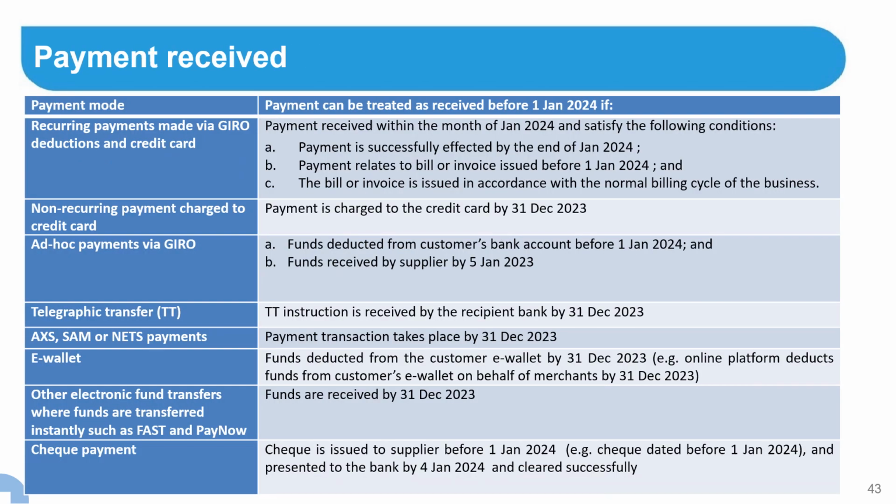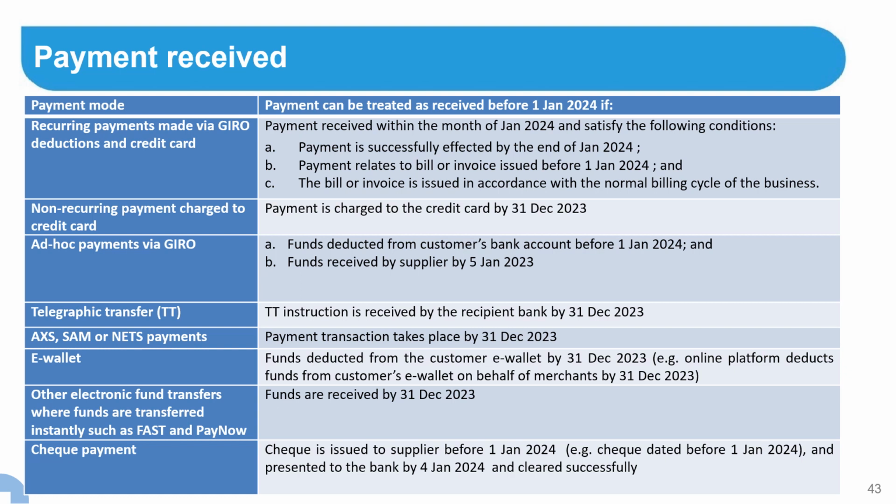In the earlier part of this presentation, we have spoken extensively about the date of payment. Just a reminder that for GST purposes, the date of payment is the date when payment is received. There are some exceptions to this rule of determining the date of payment. Do refer to this slide to determine when payment can be treated as received before 1 January 2024, despite the fact that the funds are received in 2024.